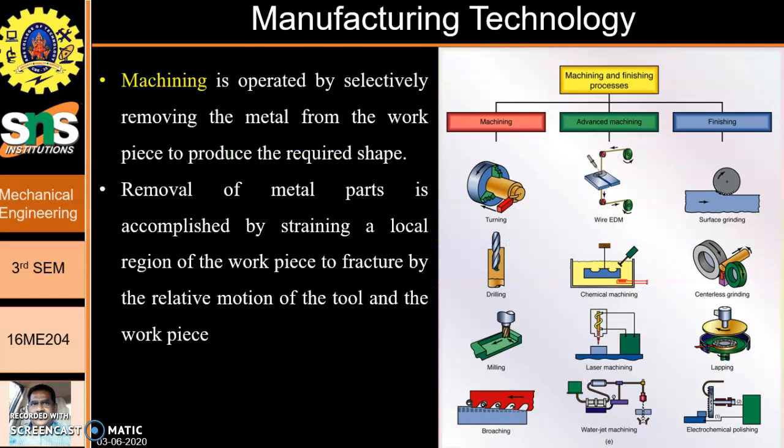Now, what is machining? Machining is an operation of selectively removing material. There is a workpiece which is larger than the part that is required. So you take a cutting tool and then you machine it out. You cut it out and remove the excess material. This is called machining.